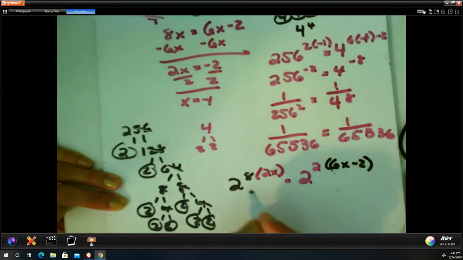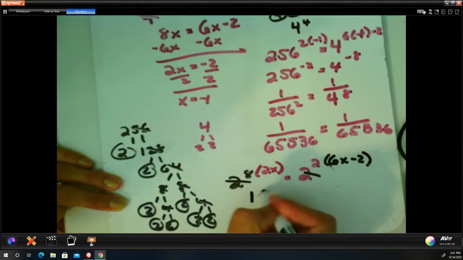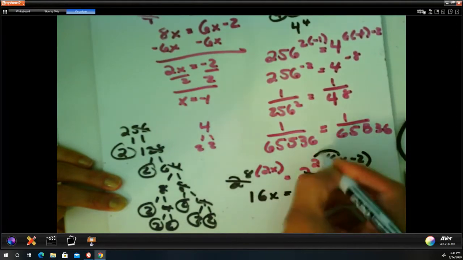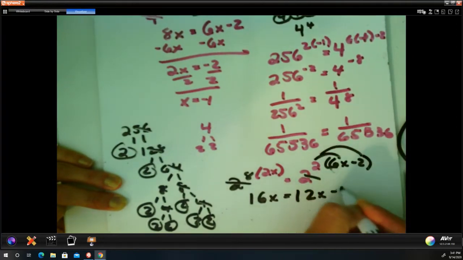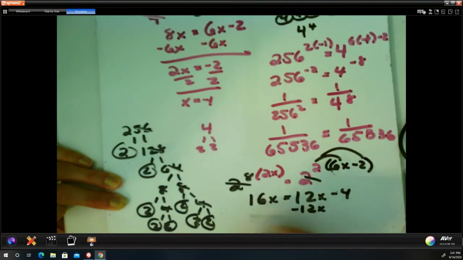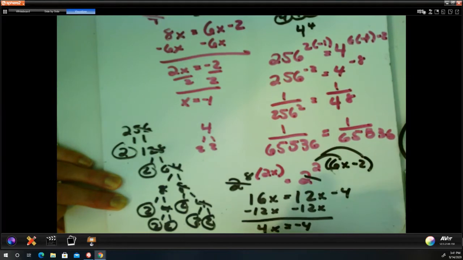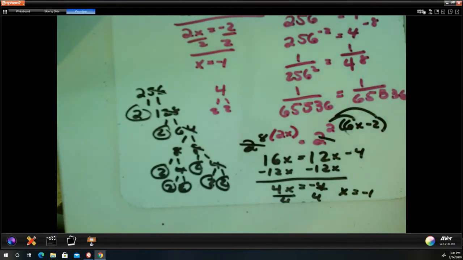minus 2. Cross out your common bases. 16x equals 12x minus 4. Still solve for x. So 4x equals negative 4. And we would still get x is negative 1. So either way you do it, you should get x is negative 1.